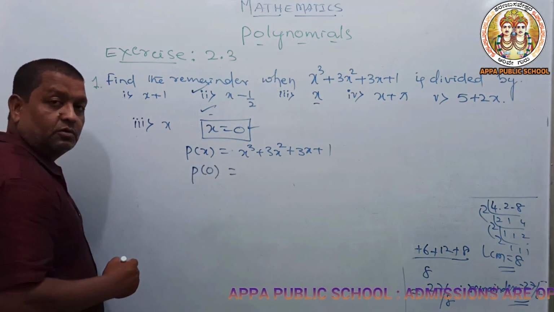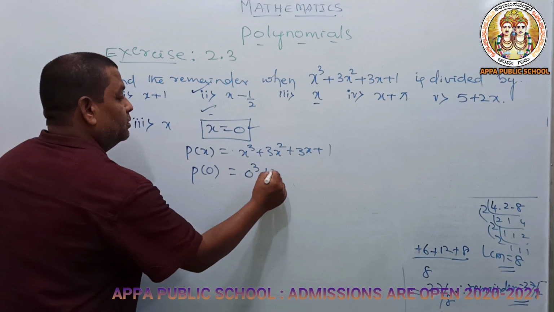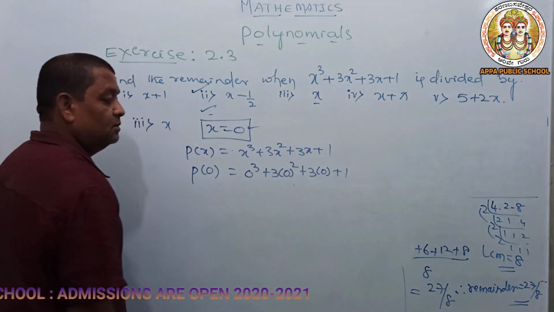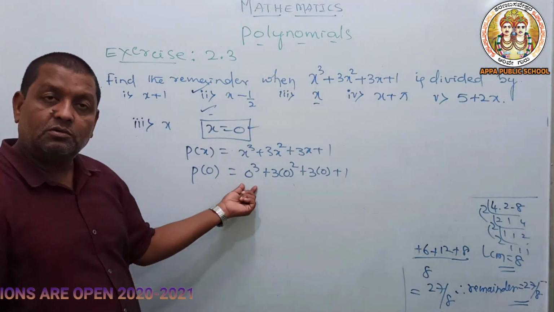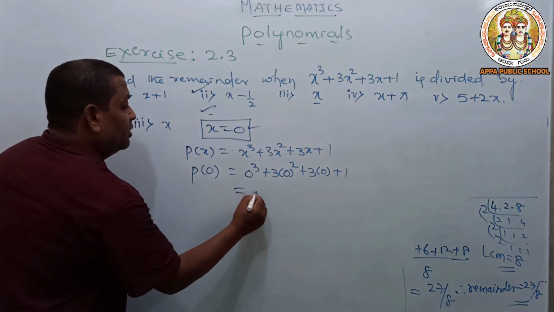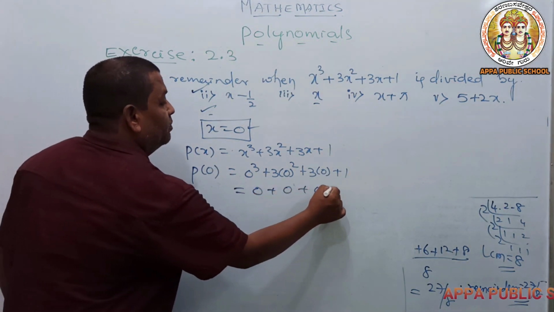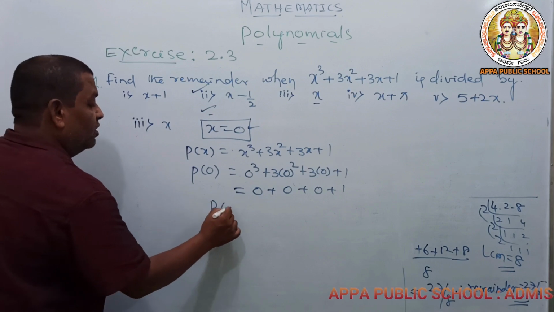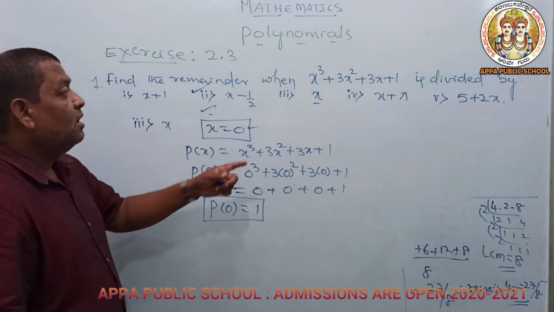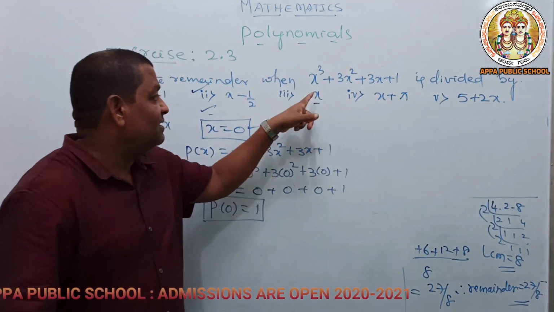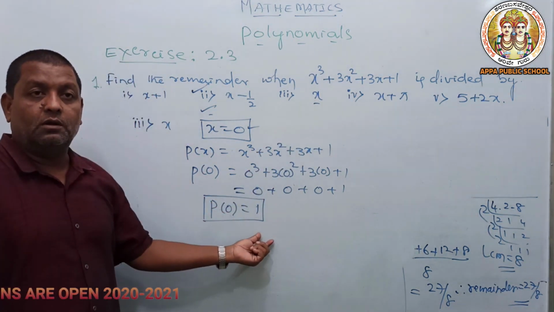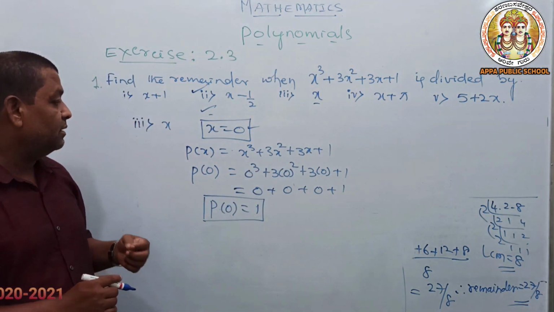P of 0 is equal to 0 cube plus 3 into 0 square plus 3 into 0 plus 1. So definitely 0 into anything is 0. So finally what we got? 0 plus 0 plus 0 plus 1. So what is the P of 0? That is 1. It means the given polynomial divided by this linear polynomial x, what is the remainder? So remainder is 1.